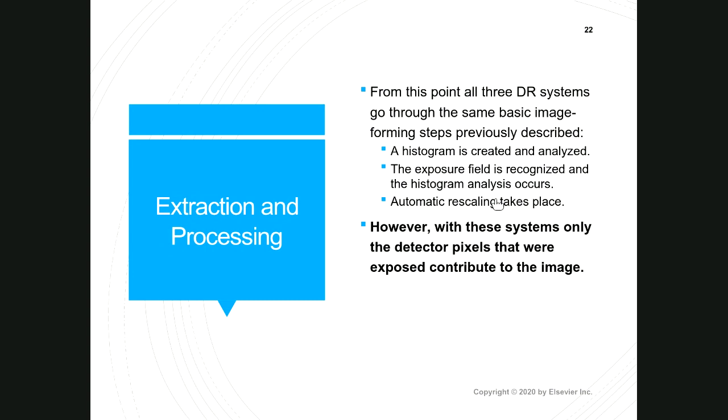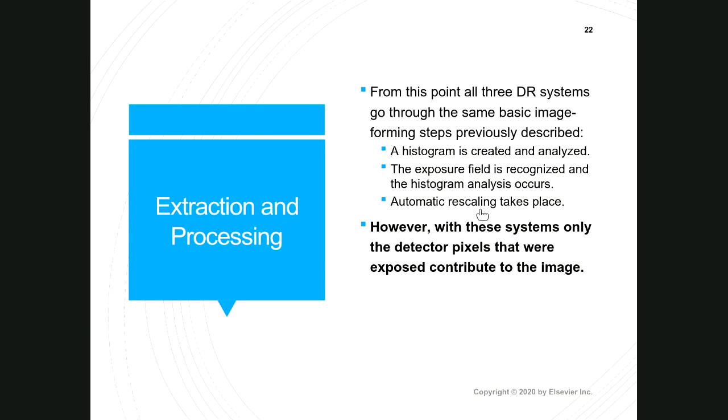The exposure field gets recognized and the histogram analysis takes place. This is where your automatic rescaling, where it determines your predetermined level of brightness, is attempted to be matched. Your lookup table, where the contrast is also attempted to be matched at this point, because these are point processing functions. So they take place during processing before you visualize the image.